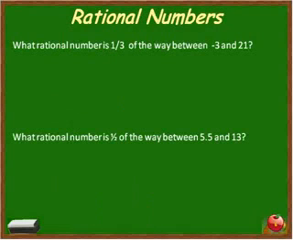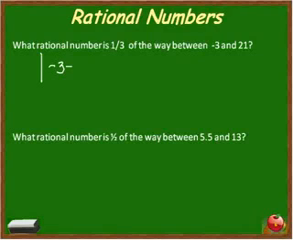And last, we're going to find some rational numbers. What rational number is 1/3 of the way between -3 and 21? Well, you can look at this on the number line if you would like, but there are steps that we can follow in order to figure this out. What we're going to do first is find the distance between -3 and 21. We can do that using absolute value.